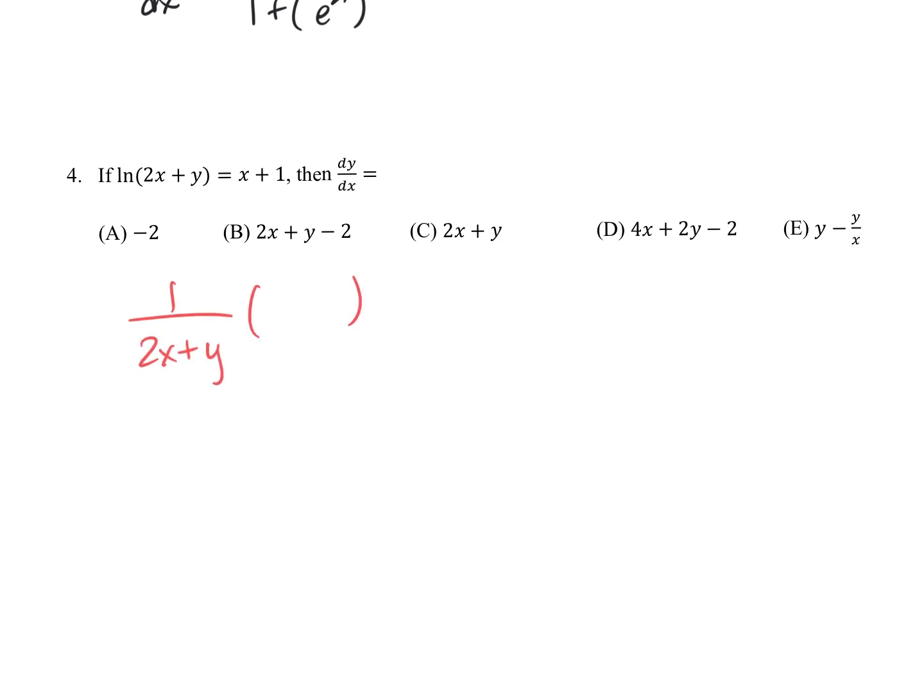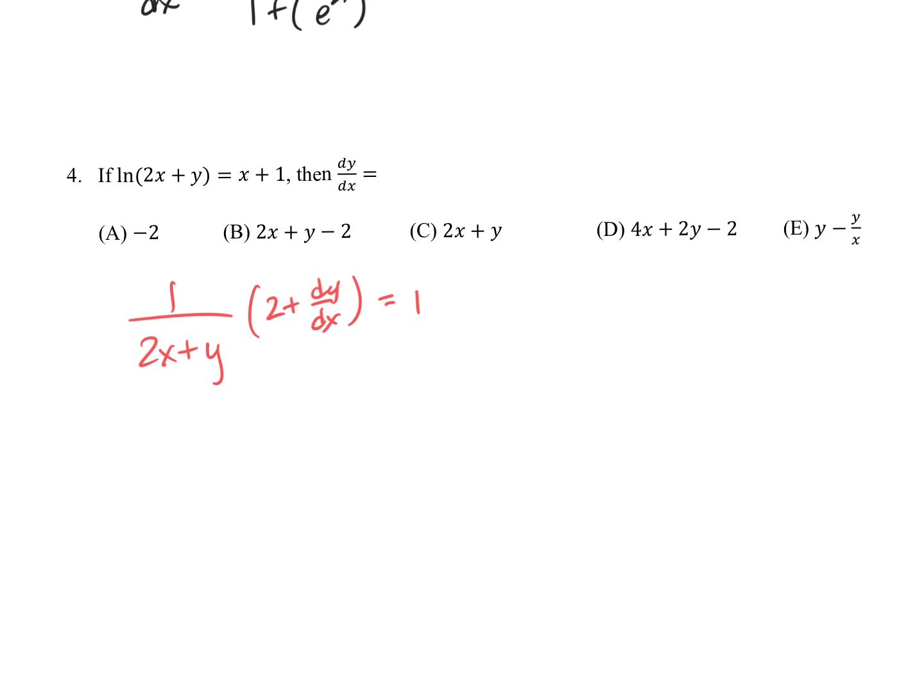1 over 2x plus y times 2 plus dy dx. Yes. Now, how many people are like, what? Dean, say that one more time, a little slower. 1 over 2x plus y times 2 plus dy dx. And where did 2 plus dy dx come from? The derivative of 2x is 2, and the derivative of y always has a dy dx with it, no matter where it is. That was so good. Equals the derivative of x, 1, and the derivative of 1. Good. They said, what is dy dx?